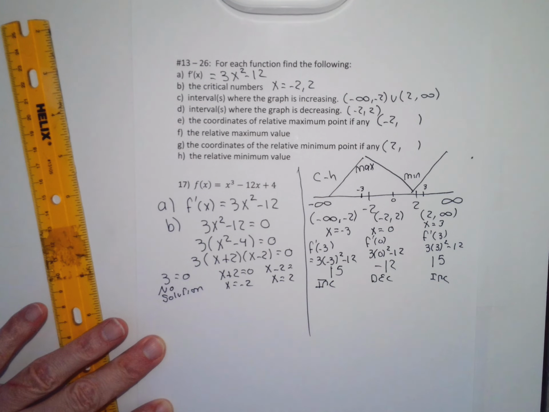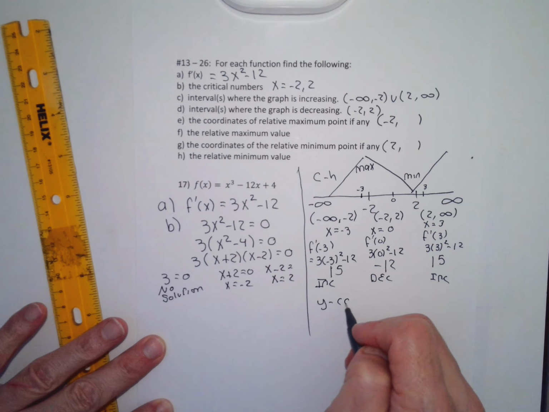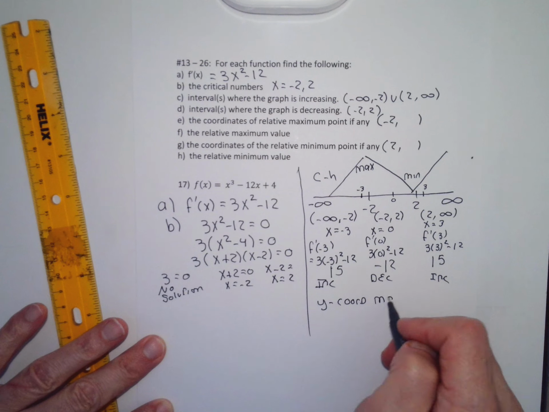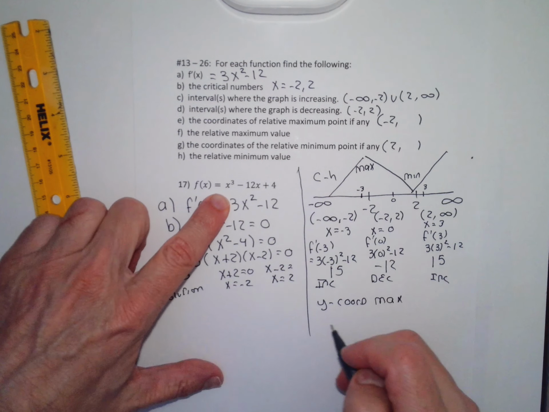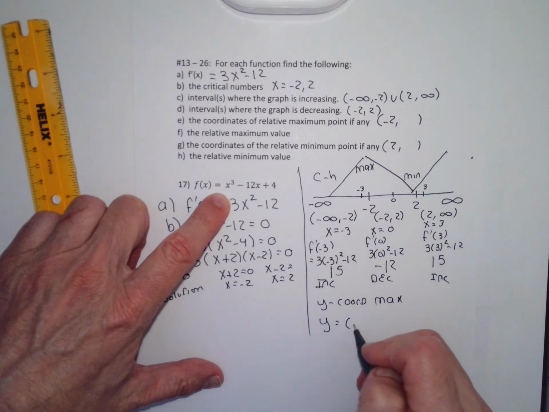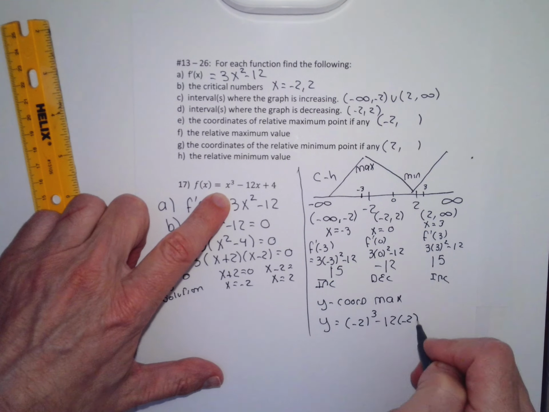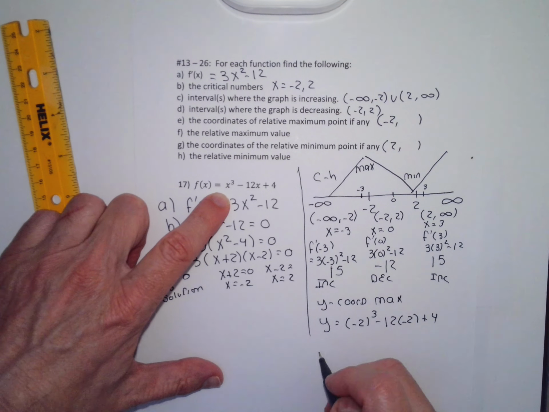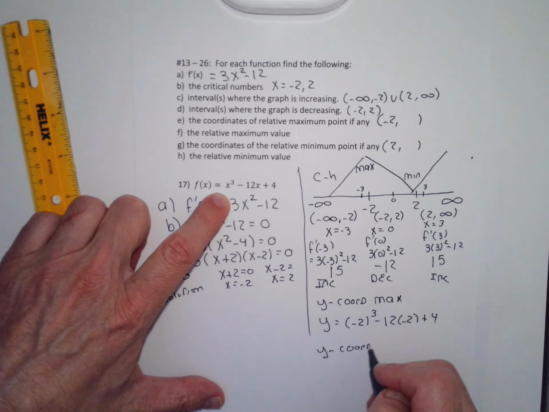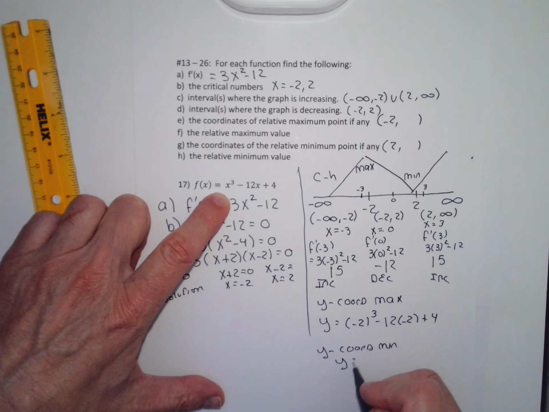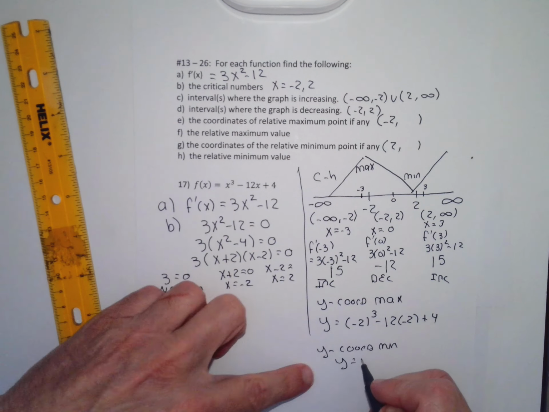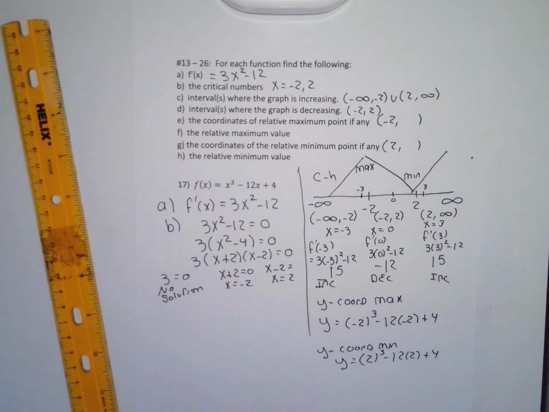To get the comma somethings, I need to use the original function. So to get the y coordinate of the max, I need to use the function, not the derivative, and go y equals -2 cubed minus 12 times -2 plus 4. And to get the y coordinate of the min, I do y equals +2 cubed minus 12 times +2 plus 4. I'm just taking the values of the critical numbers, plugging them into the original function.